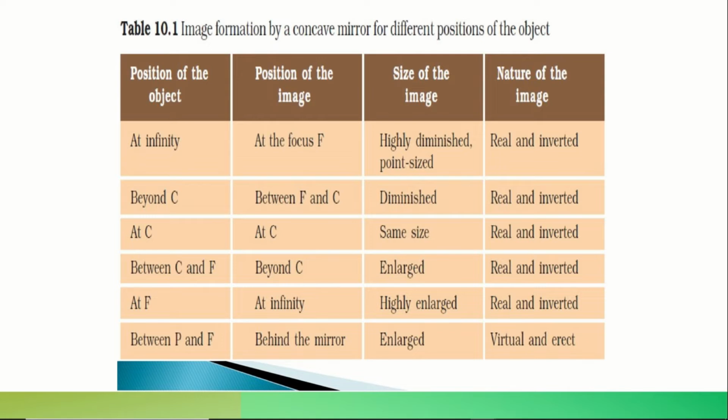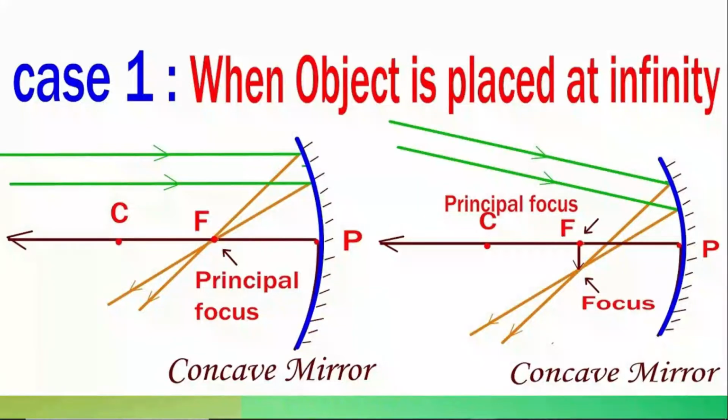Let us move towards case 1. This is case 1, that is when the object is placed at infinity. So this is the way we have to write the ray diagram. Object is at infinity means the object is at a very far place. So we need to show that the ray is coming from a very far place. These are the two incident rays.